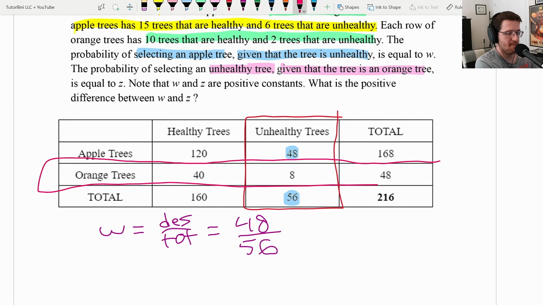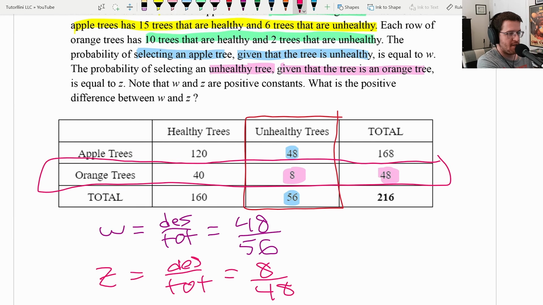Let me do that. And we want to find, again, desired over total. So they want us to find the unhealthy over the total. So that's going to look something like this: 8 over 48. So that means, what did they call that? Z equals desired over total in that target group, which is 8 over 48.